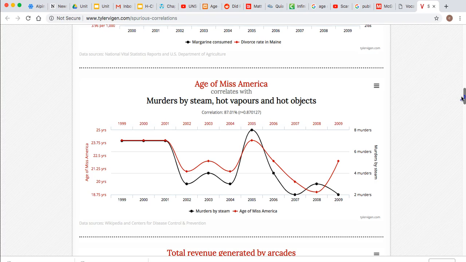And if you didn't know any better, you would think, okay, looking at those variables, there must be some kind of connection between the age of Miss America and murders by steam, hot vapors, and hot objects, but there really isn't.